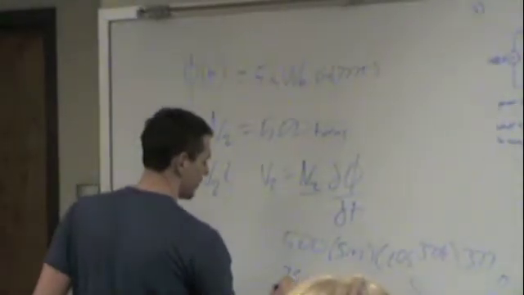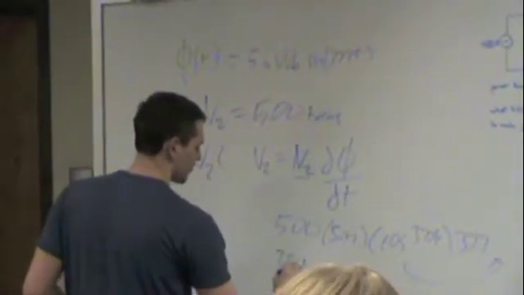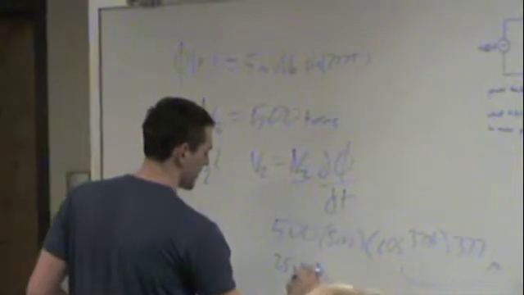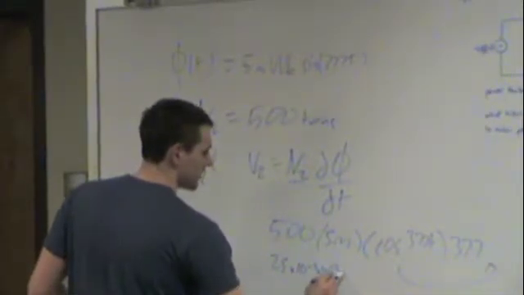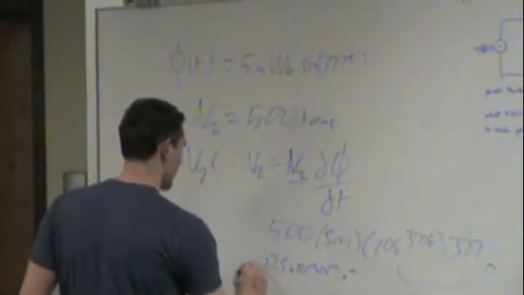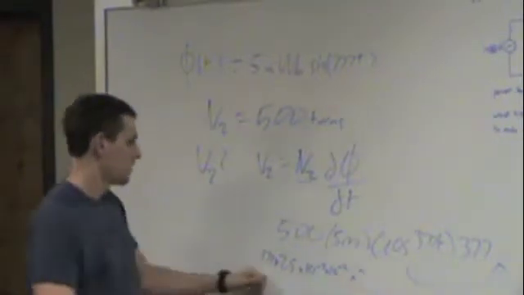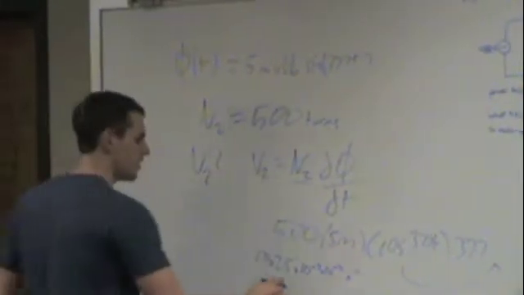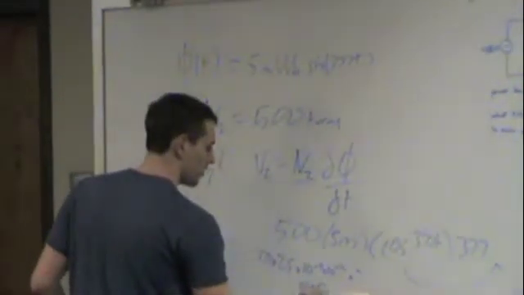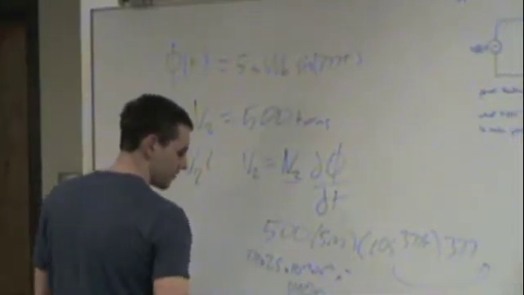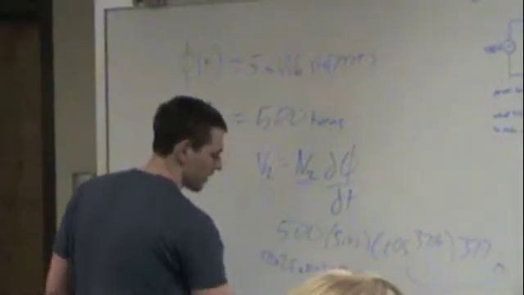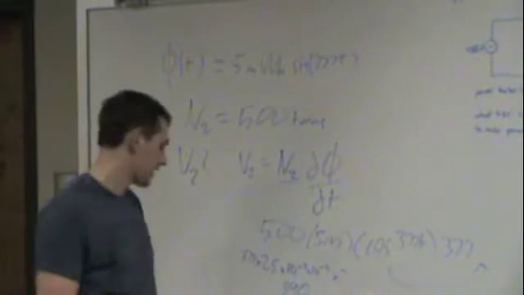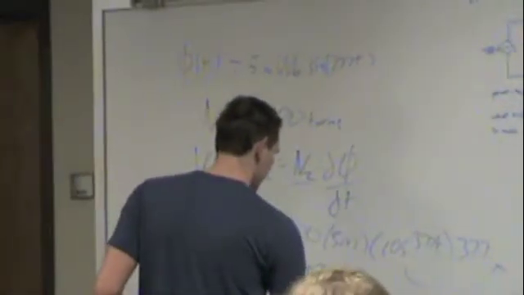Because this is 25 times 10 to the minus 3 times 10 to the minus 2 times 3 times 377. 377 times 25 is 9,400. And then times 10 to the negative 1, which cancels 1 out. And I'm pretty much just going off the book, so I'm guessing kind of.